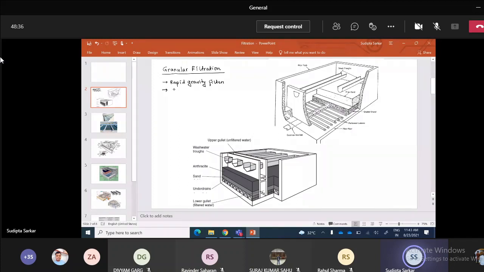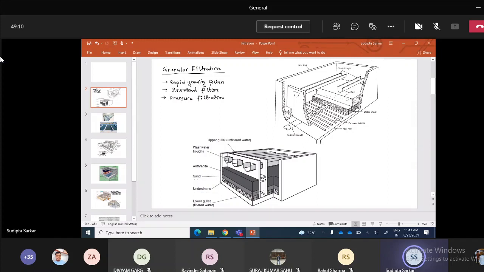and we have slow sand filters. We have slow sand filters, and there is another type of filtration which is called pressure filtration. There are other types of filtration. So these are pressure filtration. These three are definitely granular filtration, but there are other types of filtration as such.